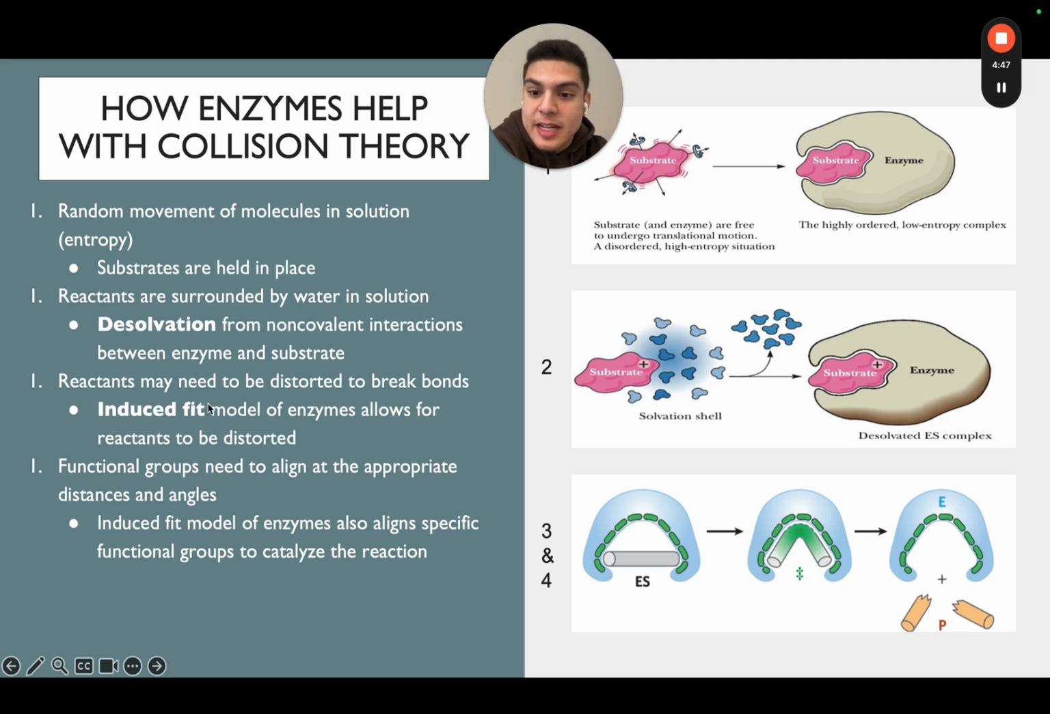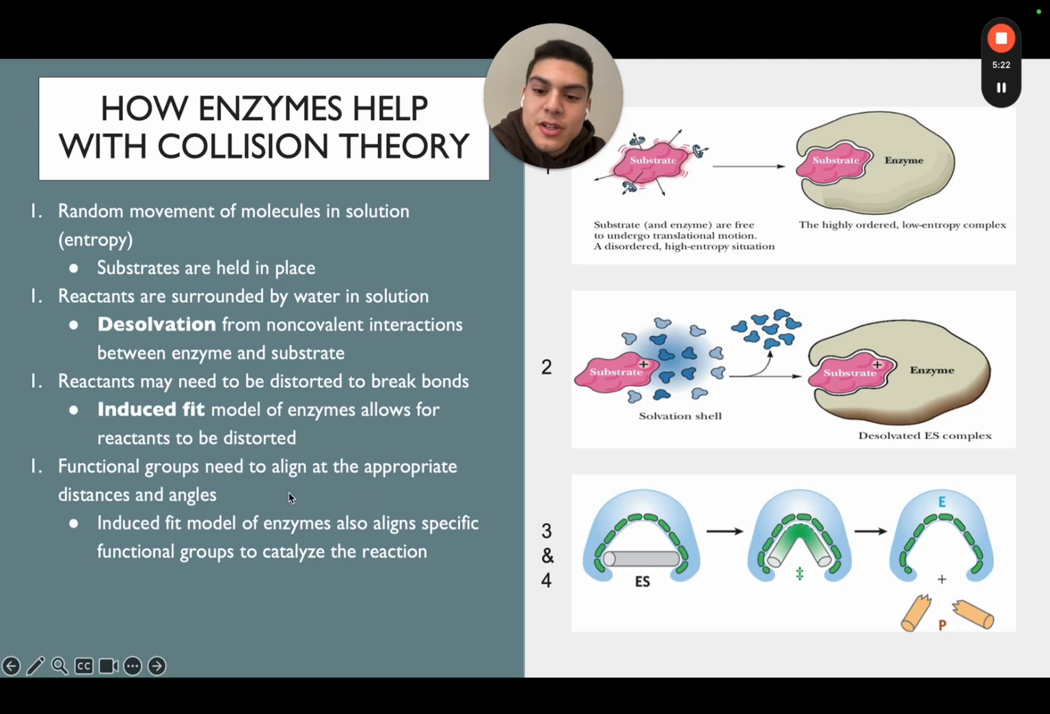Thirdly, reactants may need to be distorted to break bonds. Well, if we have this induced fit model of enzymes, we see here on this bottom diagram that if, let's say, the substrate was just a straight line, once it binds into the enzyme specifically, the enzyme is going to essentially distort the shape of it because of these favorable interactions with these little green pill-shaped thingies, whatever they're called. So they're going to form favorable interactions and distort the molecule, allowing that cleavage to occur more frequently, essentially. So that's what number 3 is.